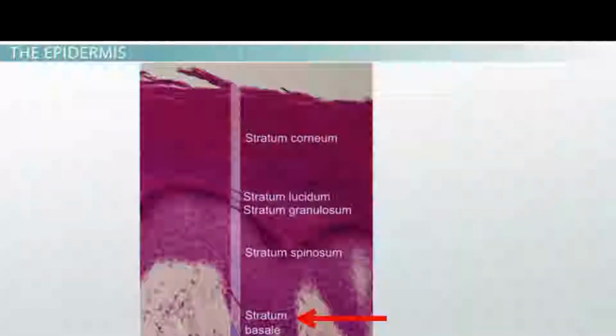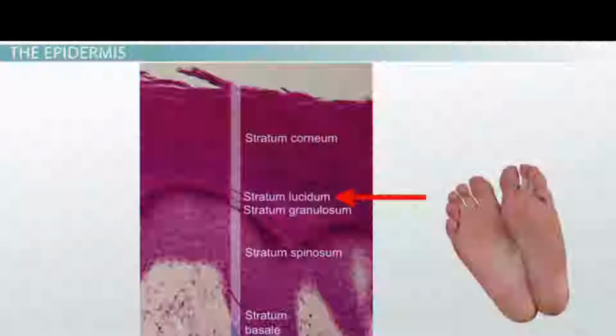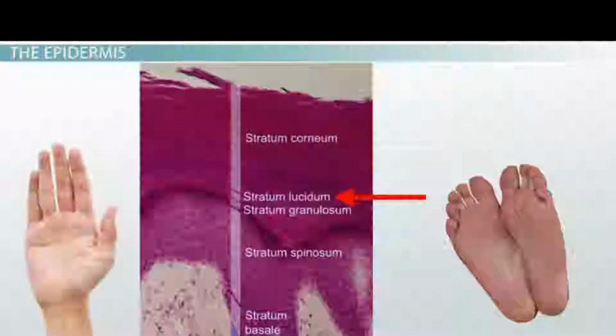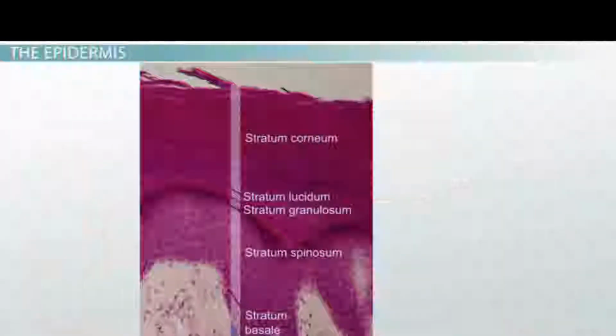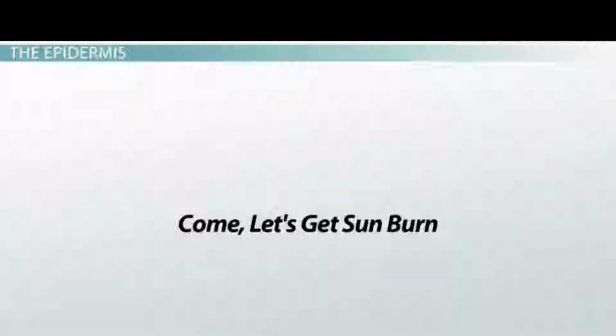Do note, however, that the stratum lucidum is typically only found in places like the soles of your feet or the palms of your hand. Regardless, it's pretty easy to remember the exact order of the layers of the epidermis. Since we're on the topic of possible sunburns, the coolest mnemonic to remember the layers of the epidermis from top to bottom, or superficial to deepest, is "Come, let's get sunburn."